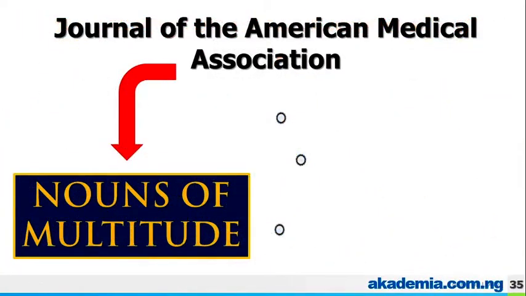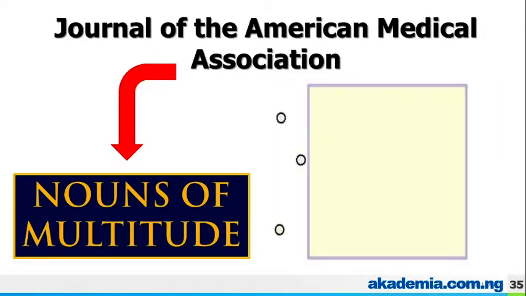There is this interesting anonymous description of collective nouns that is found in the Journal of the American Medical Association, and I would like to share it with you. It says nouns of multitude.